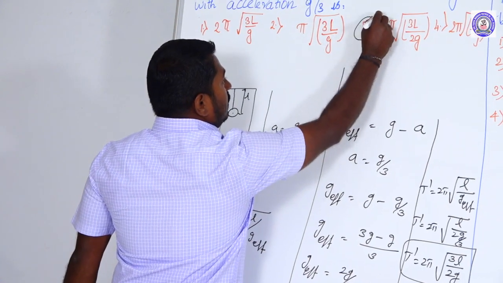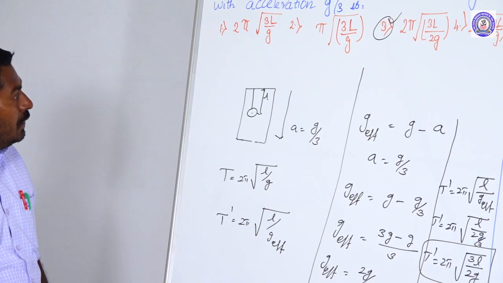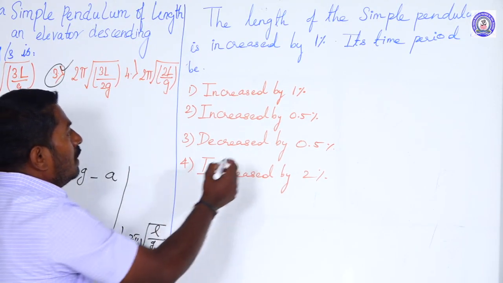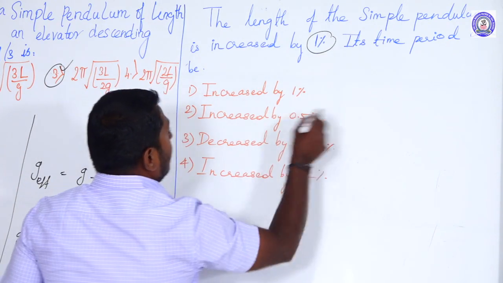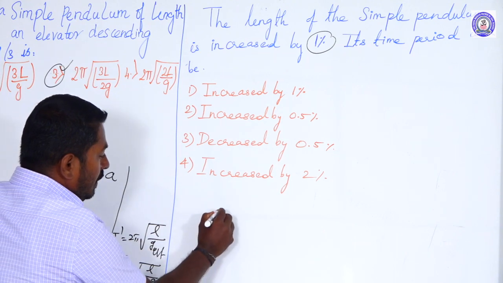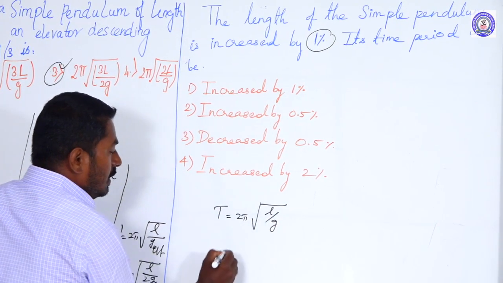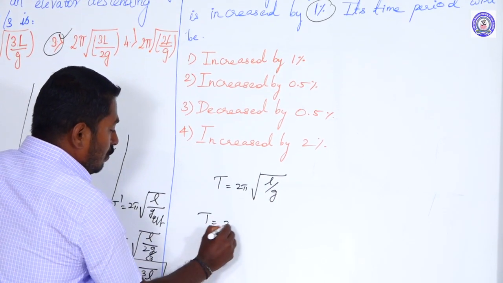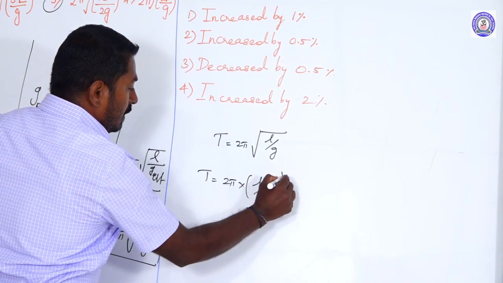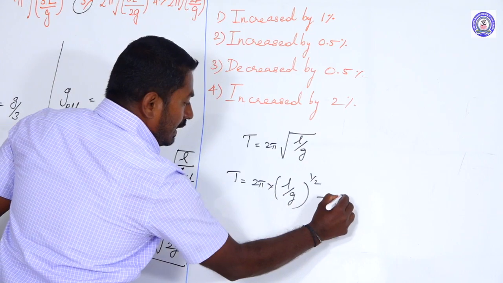So right choice, third, 2 pi into square root of 3L divided by 2g. The length of a simple pendulum is increased by 1%. Then the time period will be, generally in simple pendulum, time period expression T is equal to 2 pi square root of L divided by g. In another way, T is equal to 2 pi into (L divided by g) whole power of half. So this is equation A.